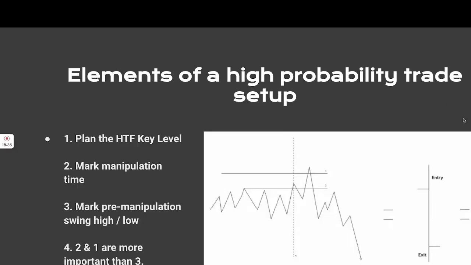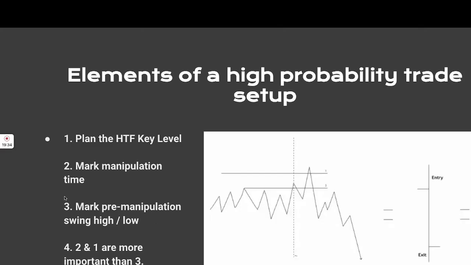Elements of a high probability trade setup. Number 1, plan out the higher time frame key level. Shown here, higher time frame key level. Step 2, mark out the manipulation time using a vertical line. Step 3, mark out the pre-manipulation time. Step 4, 2 and 1 are more important than 3. So, as you can see right here, we are turtle souping a high into a key level and then dropping.